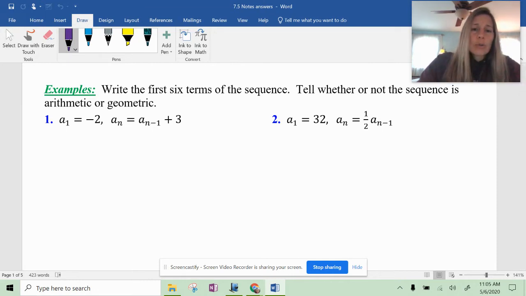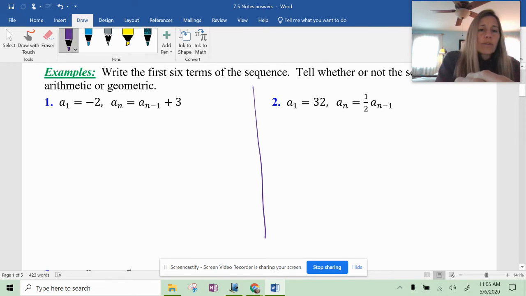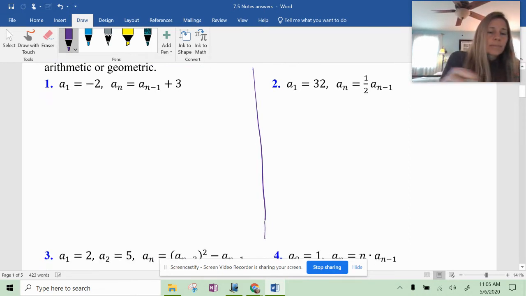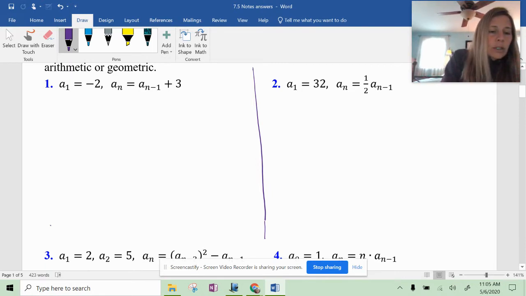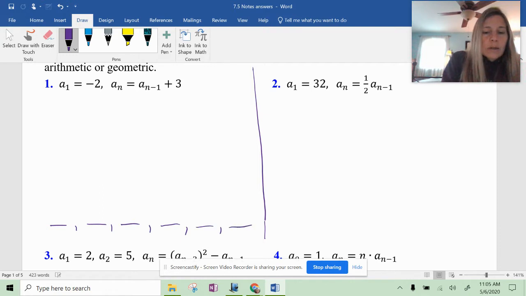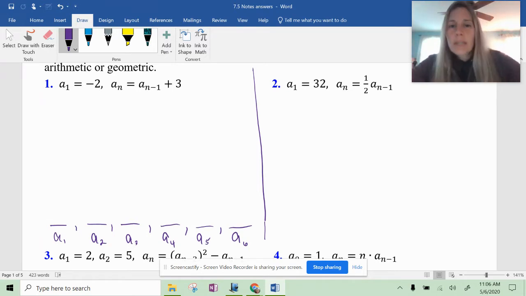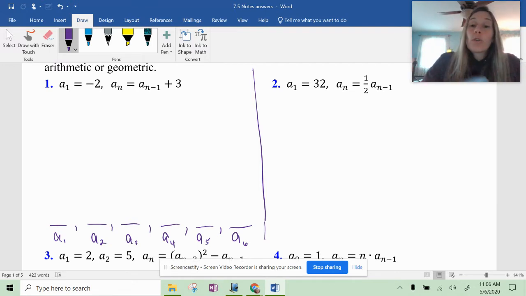So first thing I'm going to do here is go over how to find those first 6 terms. So now when I want the first 6 terms of my sequence, basically I want to find my a sub 1, my a sub 2, my a sub 3, my a sub 4, my a sub 5, and my a sub 6. That's really what I'm finding. So a sub 1 is always the first term in your sequence. A sub 2 would be your second term, and so forth. So we want to know the first 6 terms.